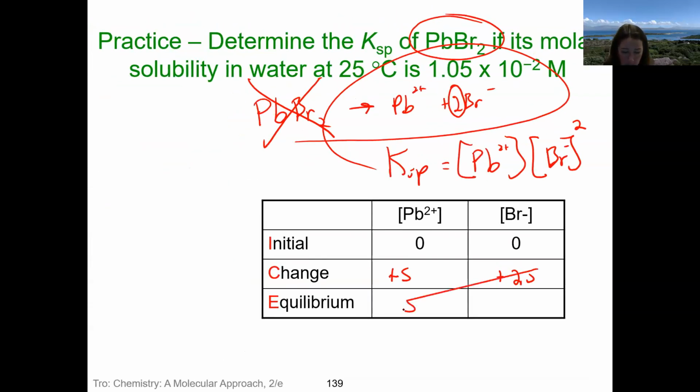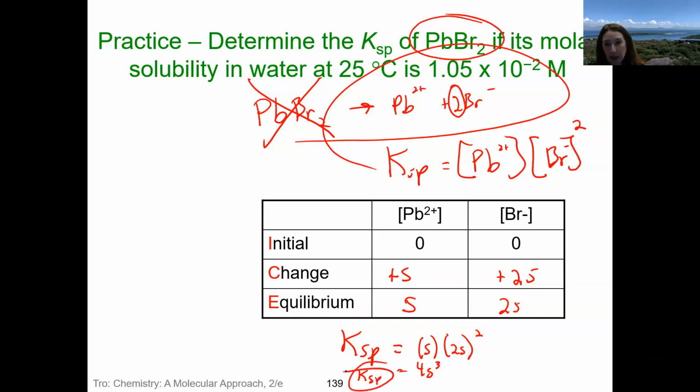Sorry, my pen's going crazy. I don't need the pluses there. S, 2S, so Ksp equals S times 2S squared. So that's 4S cubed. So it's pretty much the exact same problem we just did, just a different Ksp.